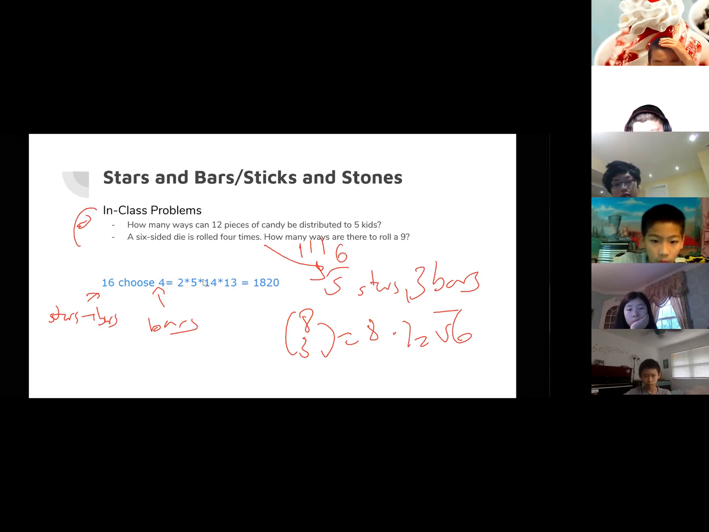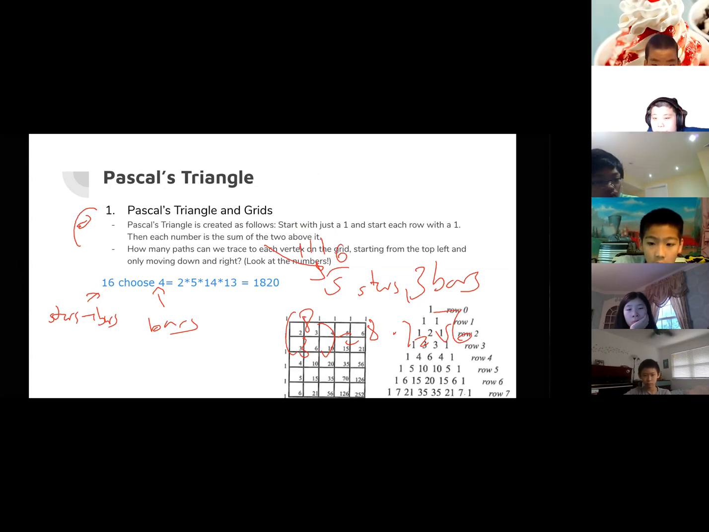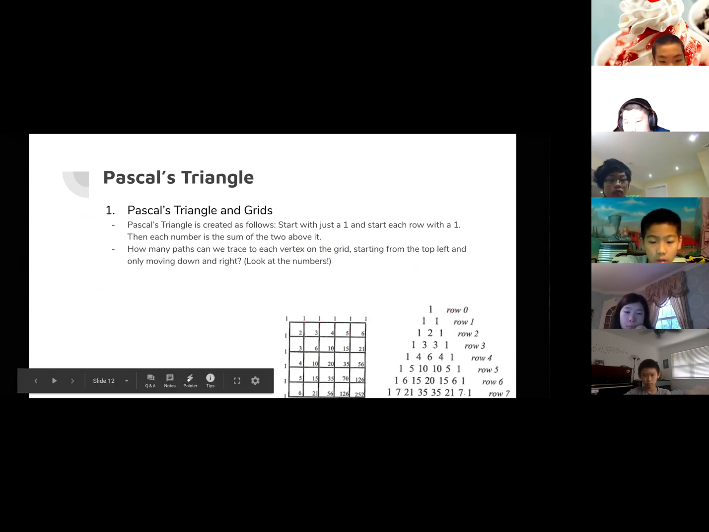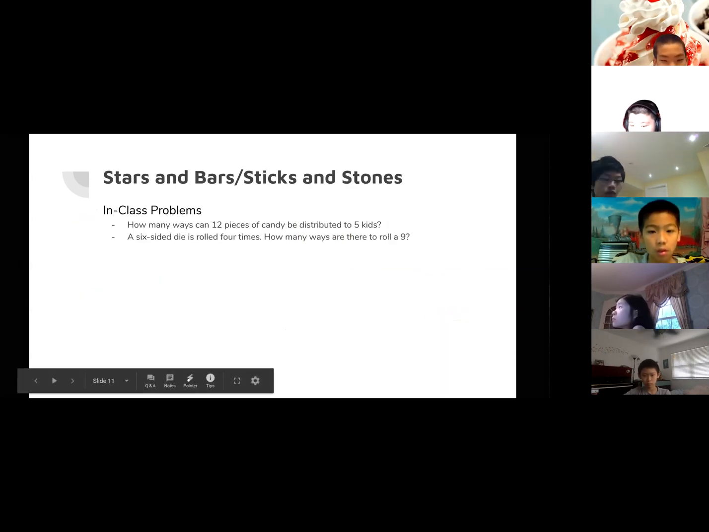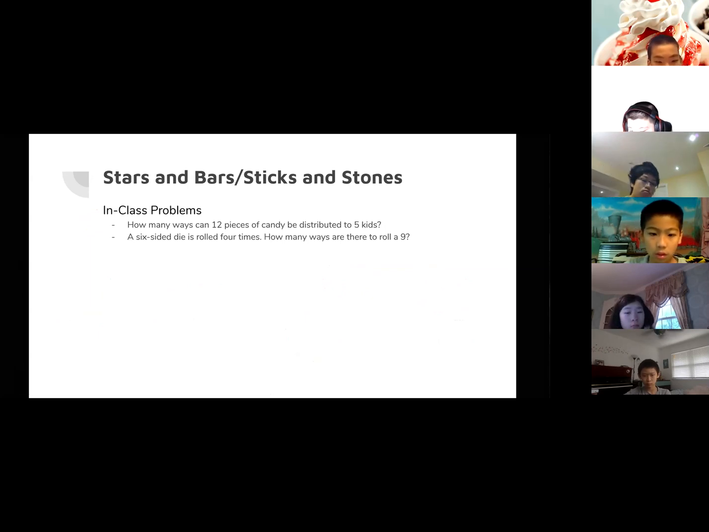We can continue. So we're going to talk about Pascal's triangle. So if you've heard of Pascal's triangle or know what it is, then please send a private chat message. I just want to see how many people here know what Pascal's triangle is. It's okay if you don't. So okay, looks like a few people have.